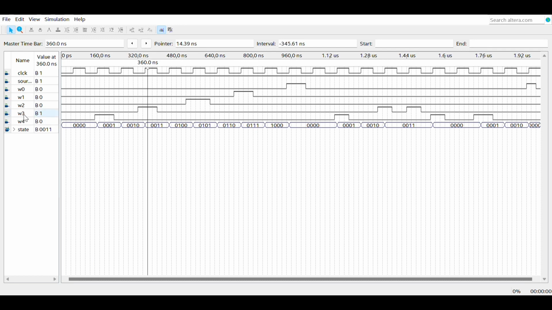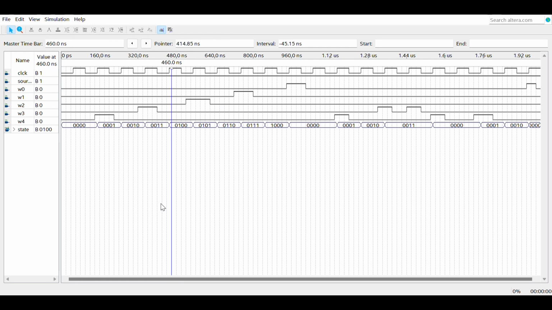And W3 is press 2. It means that you press 2 buttons, so it will make you transition to the 0, 0, 1, 1 state, or it is state 4. And next one here, state 5 is here. State 5, I do nothing or leave the button, so it will make you transition to 0, 1, 0, 0 or state 4.